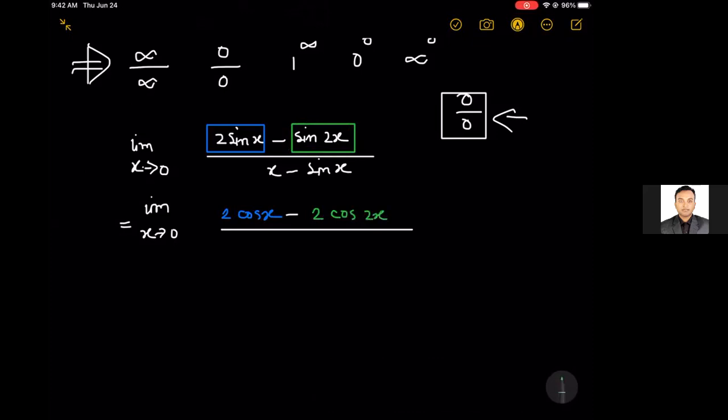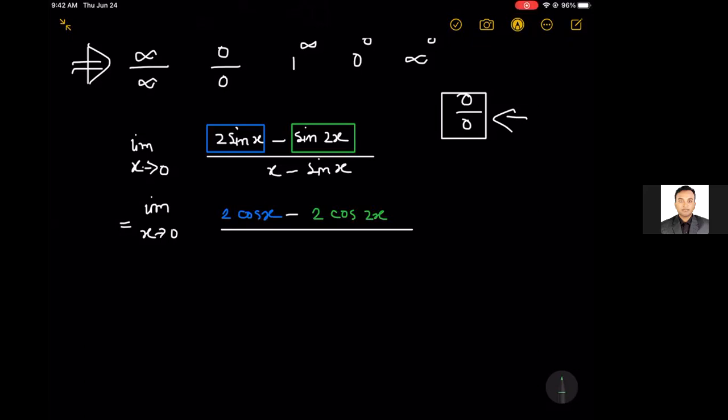Any question from the derivative part of this? Any question? No questions at all? It's just a simple derivative, right? We're not really doing anything else here. Okay, let's keep doing it.